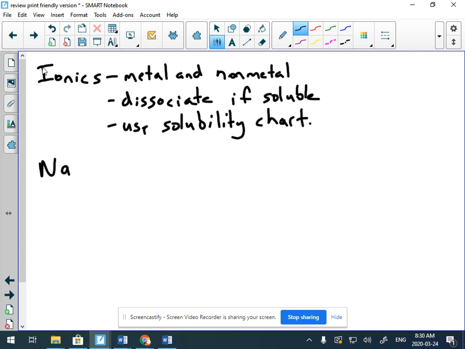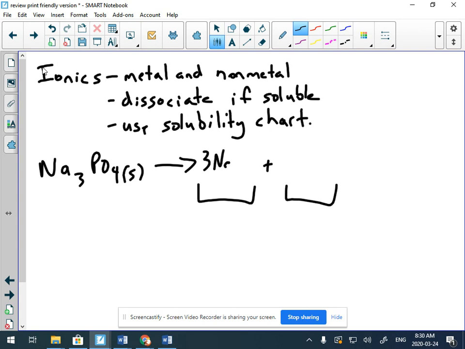Remember, if you have something like sodium phosphate, what do the entities look like in solution? And a reminder, what is an entity in solution? It's the stuff that's on the product side. This will break up into 3 sodium ions and 1 phosphate ion. Sodium phosphate is soluble when I check my table. I don't put a 3 down here. This is wrong. Okay, that's not right.